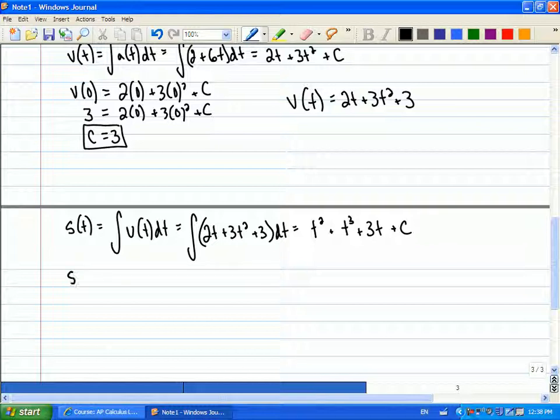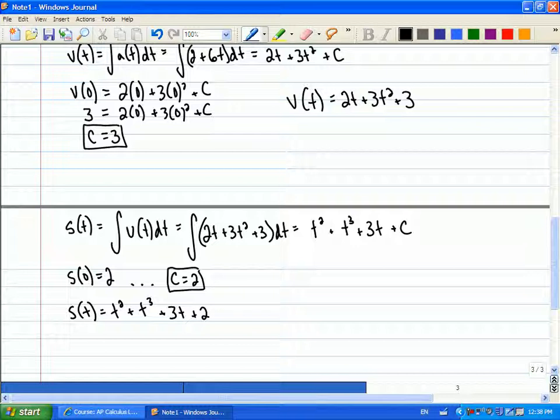And remember, we had this information up there that now is off the board. S of 0 equals 2. So that means my constant equals 2 because these would be gone. So I end up with a position function that is t squared plus t cubed plus 3t plus 2.